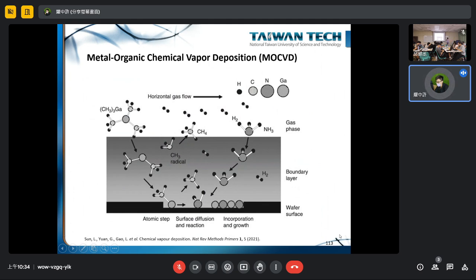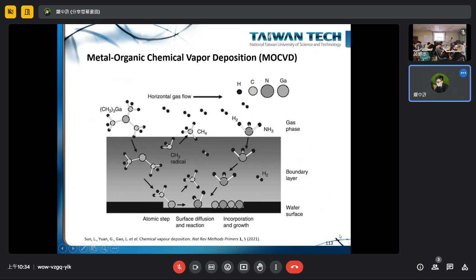We have trimethyl gallium, right? Trimethyl gallium reacts with what? Ammonia. Ammonia and then the trimethyl gallium react as you heat up your wafer surface. When it reaches your surface, these two will react, right? And what will happen? Nitrogen and gallium will react and become a gallium nitride film.